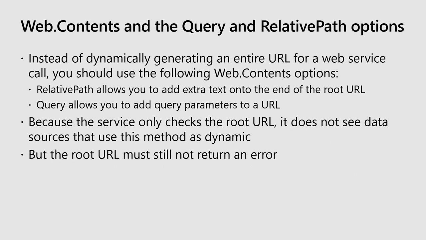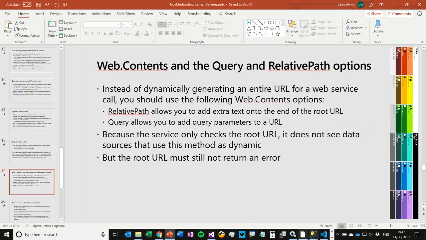So remember what I said about web services and how the Power Query engine only checks the root of the URL to check to see whether it's got the right credentials. It turns out that we can alter our M code to use this to our advantage. Let me give you an example.